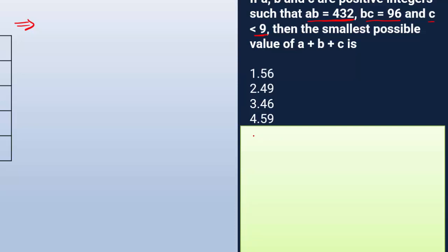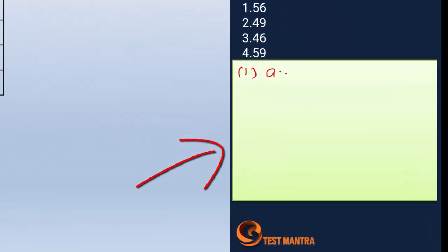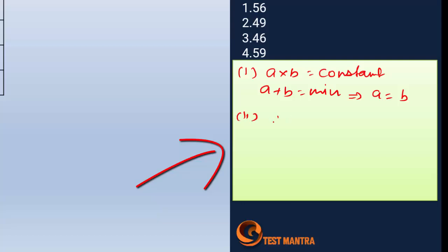The basic concepts are: the first one is if a into b is a constant term, then a plus b will have a minimum value when a is equal to b. Similarly, the second important one is if a plus b is equal to a constant term, then a into b will have a maximum value when a is equal to b. So this is related to this part.